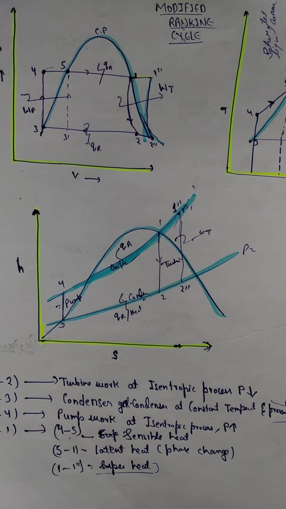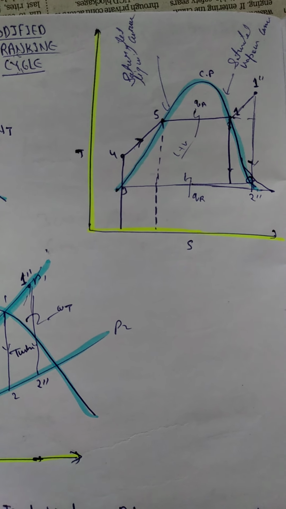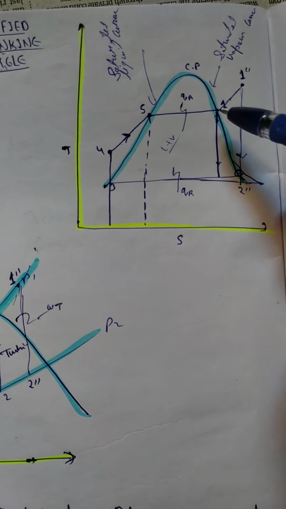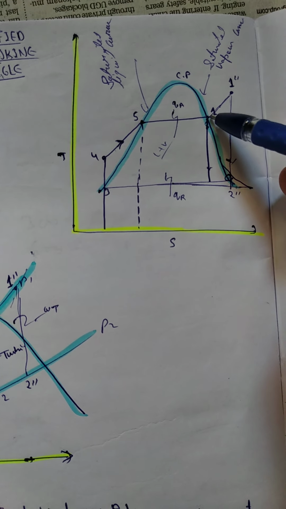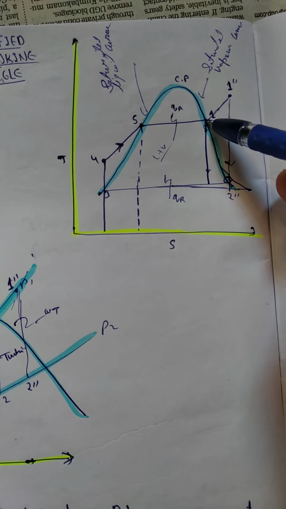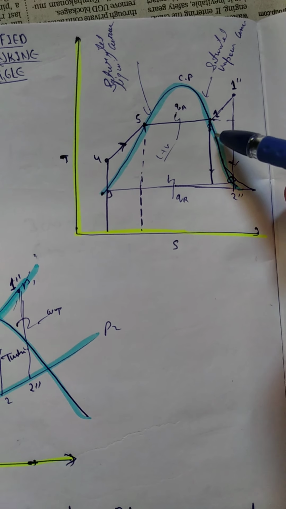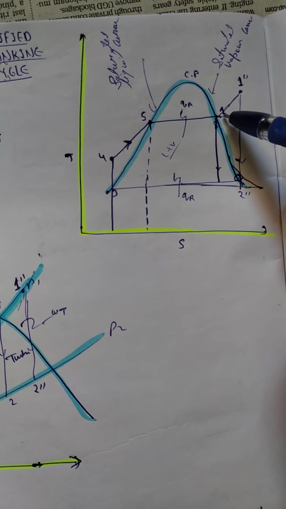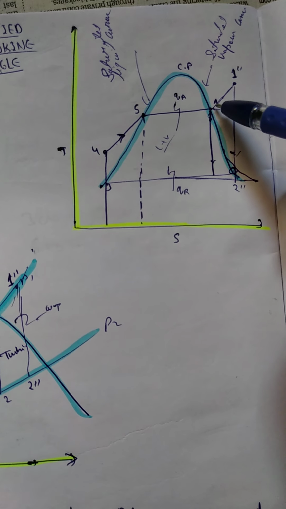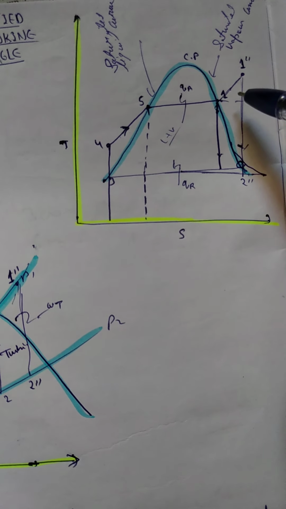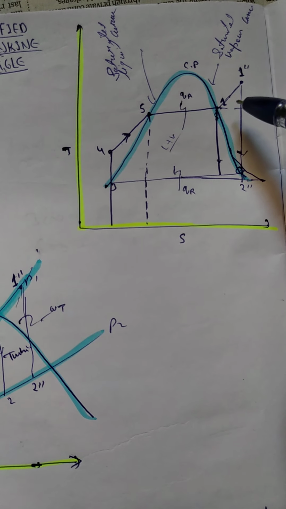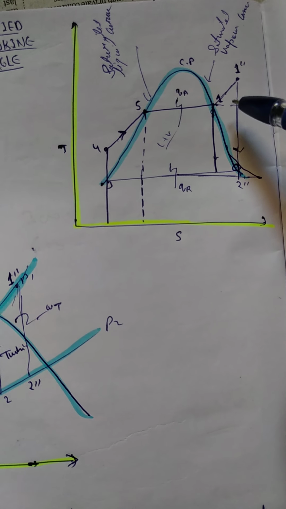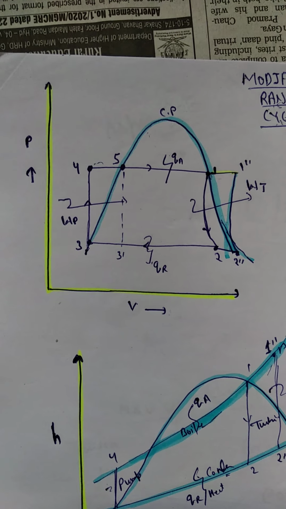If I show you the TS diagram, it is named as modified Rankine cycle because this part, if it is a Rankine cycle, then this part will not be there. To increase the overall efficiency, we have increased the temperature and it is called superheating and termed as modified Rankine cycle, at a constant pressure with increasing enthalpy.